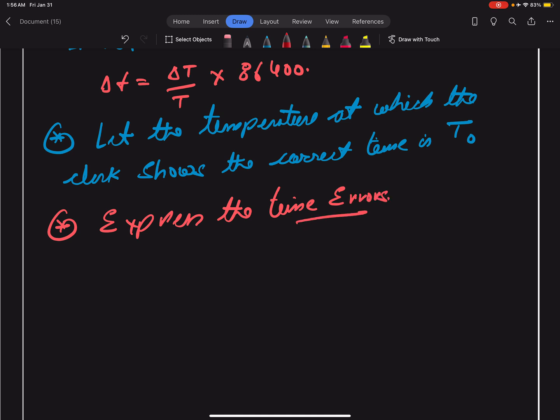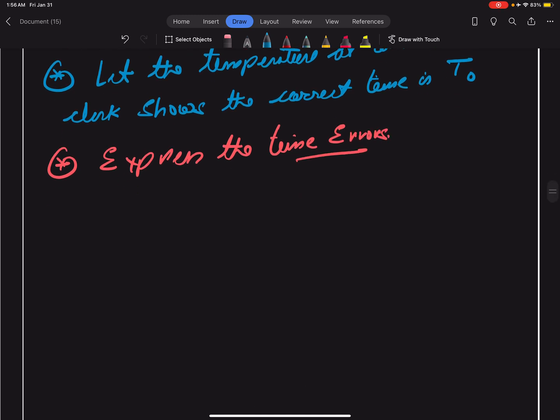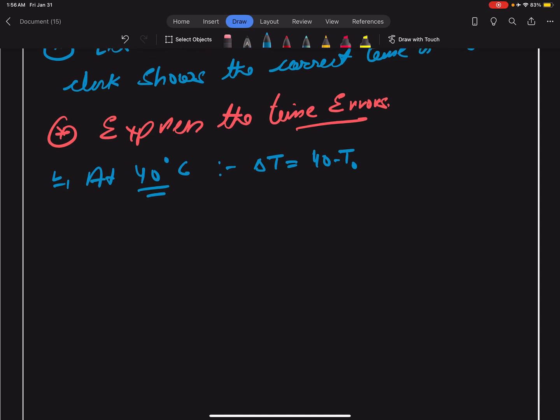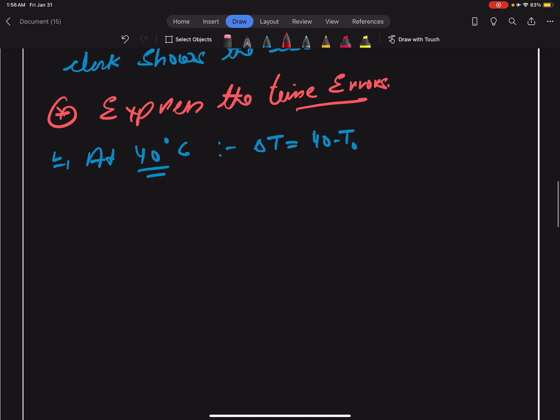Time errors, and we have two temperatures. First is at 40 degrees centigrade. So here the change in temperature, that is delta T, will be equal to 40 minus T0, and the clock loses 12 seconds per day. So we can also write that this is our change in temperature.